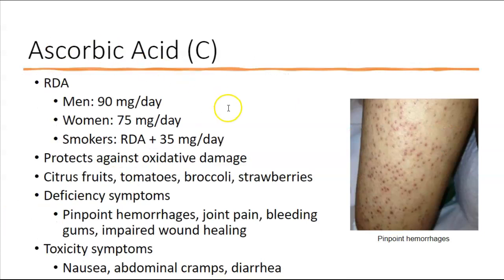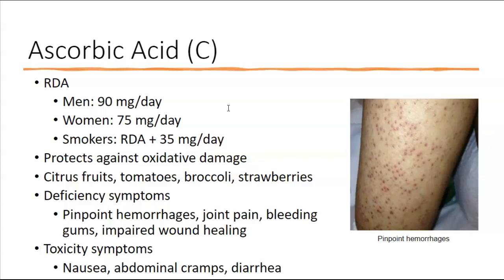That brings us to our last water-soluble vitamin, vitamin C. The other word for it is ascorbic acid. There's an RDA. Men need 90 milligrams per day. Women need 75 milligrams per day. And if you smoke, you need whatever your RDA is for men or women, plus an additional 35 milligrams per day, because it protects against oxidative damage. So if you smoke, you need more because you are doing damage.